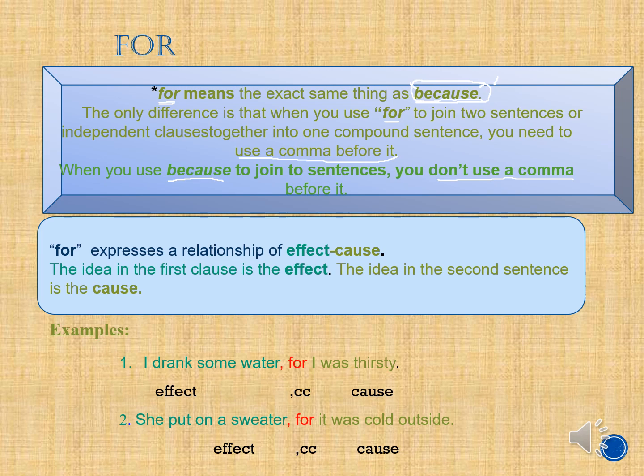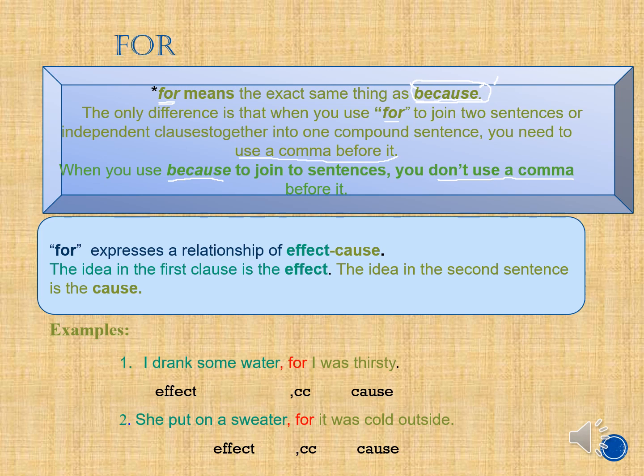Remember that I'm talking about for as a coordinating conjunction, and only with compound sentences is it going to mean because. In this case, yes, I need to put a comma before the word for. We never put a comma before the word because. Now that we have that clear, I want to show you the meaning of that.